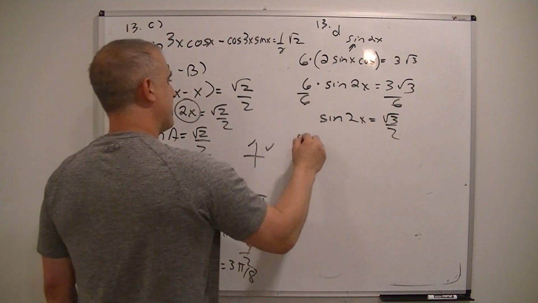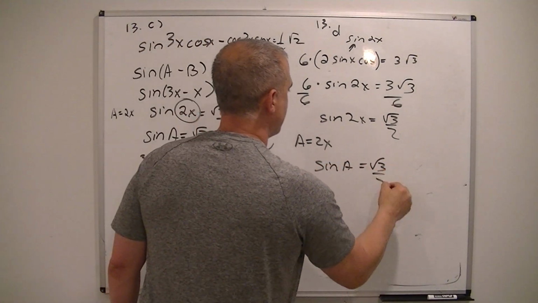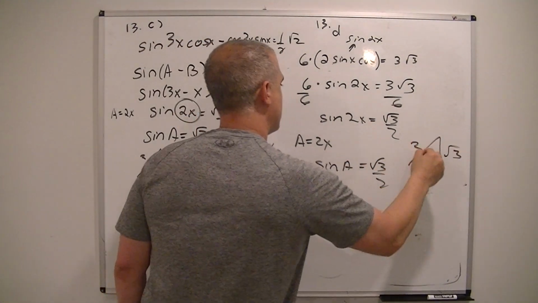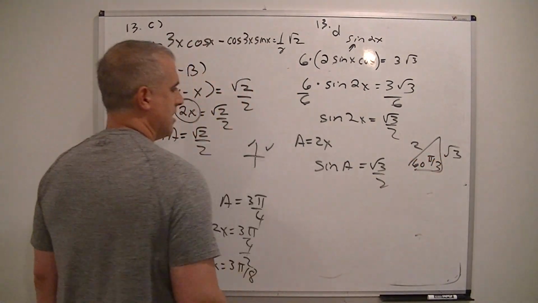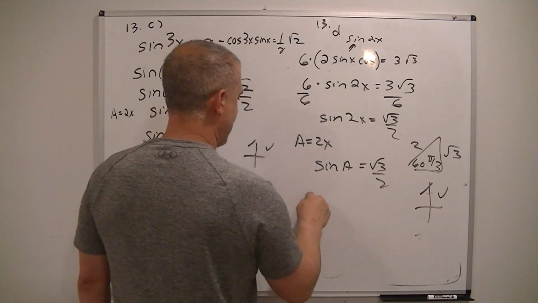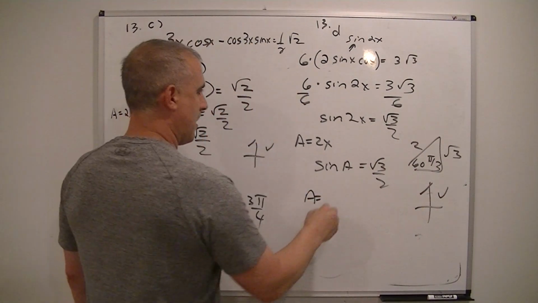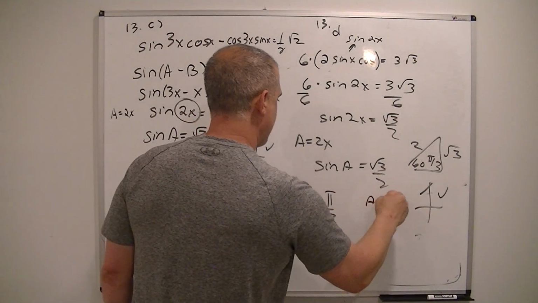Same thing as I did there, I'm going to sub out a for 2x. So I have sine of a being the square root of 3 over 2. All right, square root of 3 over 2, that's going to be a 60 degree or a pi over 3. Okay, so where is sine positive? Here and here. So a would be, one answer would be pi over 3. The other answer would be 2 pi over 3.